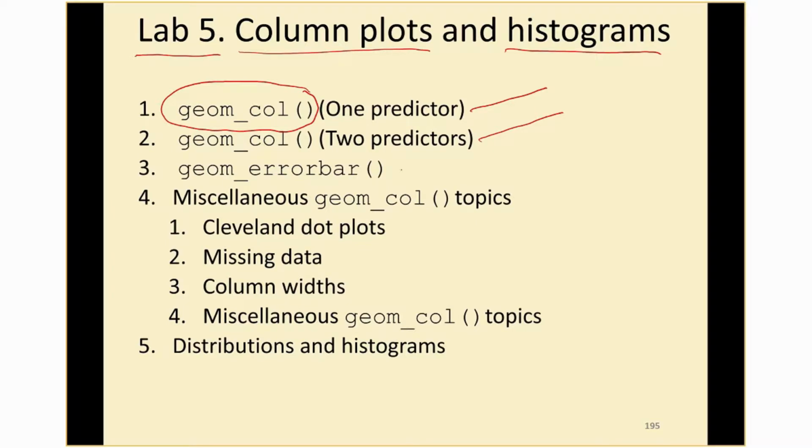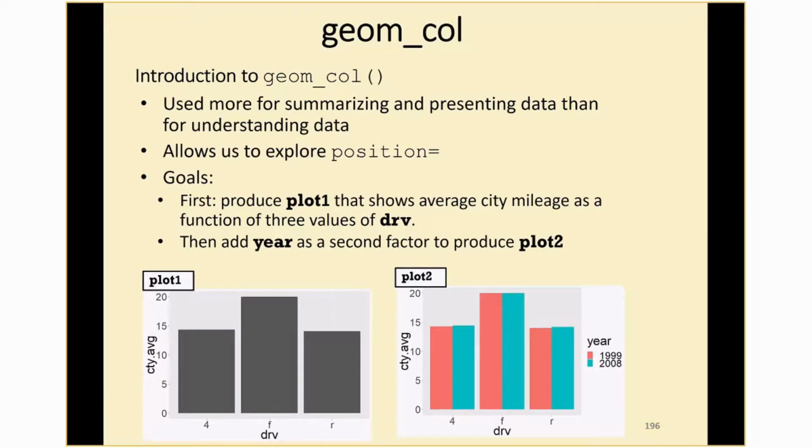We'll continue on to think about how we could put error bars on those column plots, talk about some additional topics, and then finally think about another geom that we could use to make a histogram. So we're focusing first on this new geom call that's used to make a column plot. The thing about column plots is typically they're more used for presenting data than they are for understanding data. And in the context of this, we're going to look at position equals.